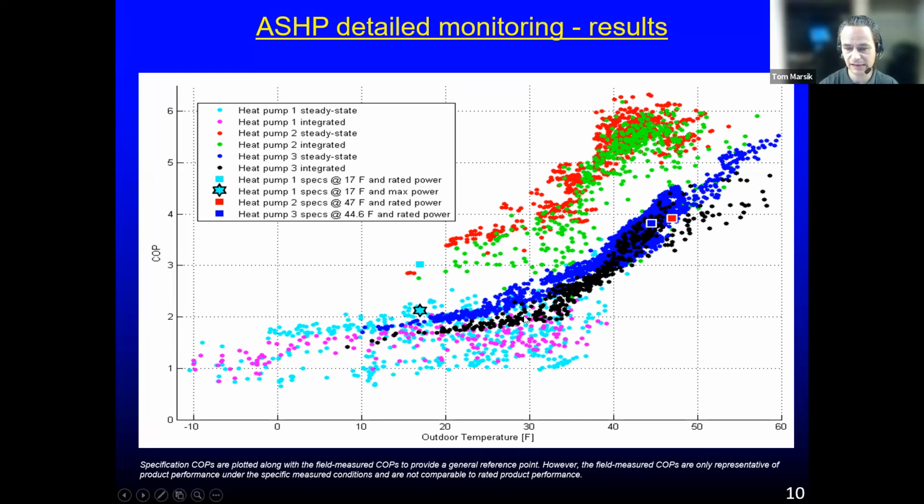So this black series that represents the integrated coefficient of performance, as you can see, is below the blue series that represents the steady state coefficient of performance. Again, the real thing that at the end is going to determine your energy bill is the integrated coefficient of performance. That's the heat pump in its real world operation. One thing I want to point out is about this red and green series.